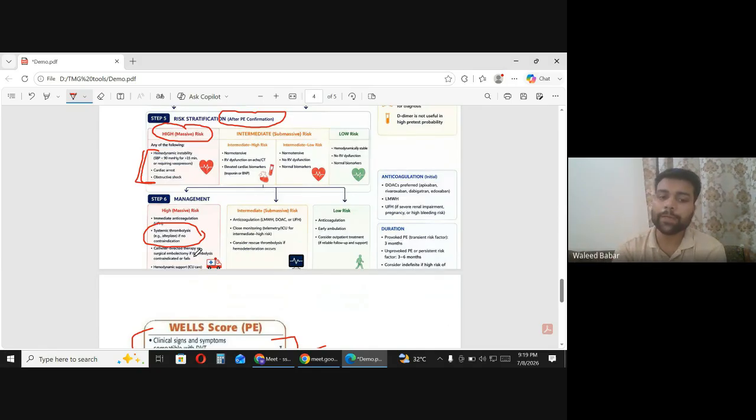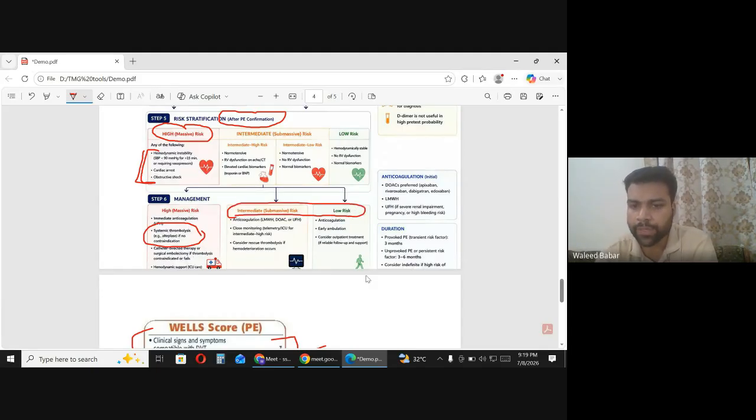If you think the patient is very old and frail and will not benefit from surgical embolectomy, we will insert IVC filters in that case. If the patient is intermediate or low risk, we will perform anticoagulation. These are the types of anticoagulation which we can administer to the patients, and this is the duration for different case scenarios for anticoagulation. You can read that.